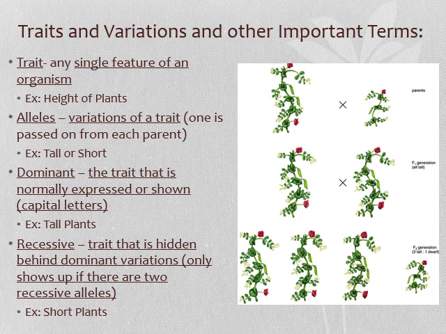Now with these, there is a dominant allele, or variation, and there is a recessive allele, which is the one that's hidden. The dominant is the one that's normally shown and is represented by capital letters. In this case, the dominant trait seems to be the tall pea plants. The recessive variety is the trait that is hidden behind the dominant variation and only shows up if there are two recessive alleles. In this case, the recessive would be the short variation.